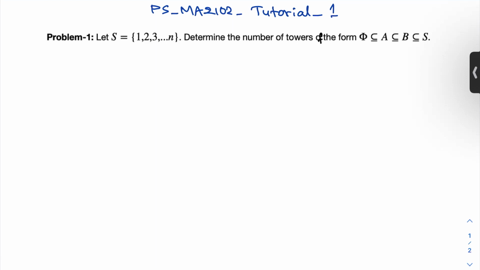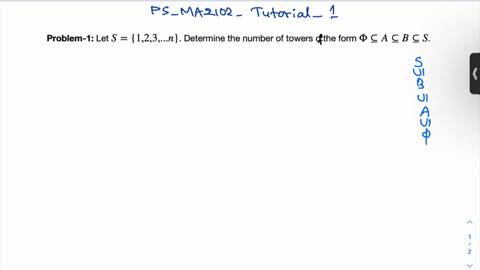Let S be a set consisting of numbers 1, 2, 3, and so on to n. Determine the number of towers of the form phi subset of A subset of B subset of S. This is our tower. Here S and phi are fixed. Here we are free to change A and B.